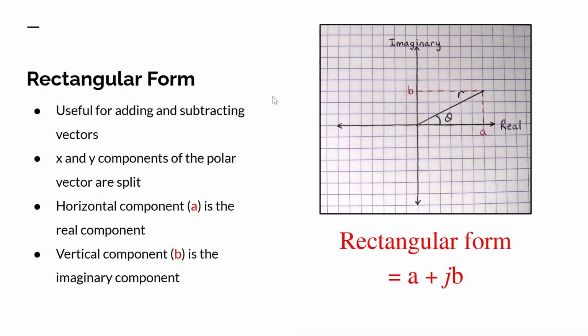Rectangular form is most useful for adding and subtracting vectors. The x and y components of the previous polar form are split into imaginary and real components, where the a or horizontal component is classified as real and the b or vertical component is imaginary, indicated by the j here, or sometimes i. Here is the equation of the rectangular form, and here is a graph showing the polar form from before split into the imaginary and real components of the rectangular form.